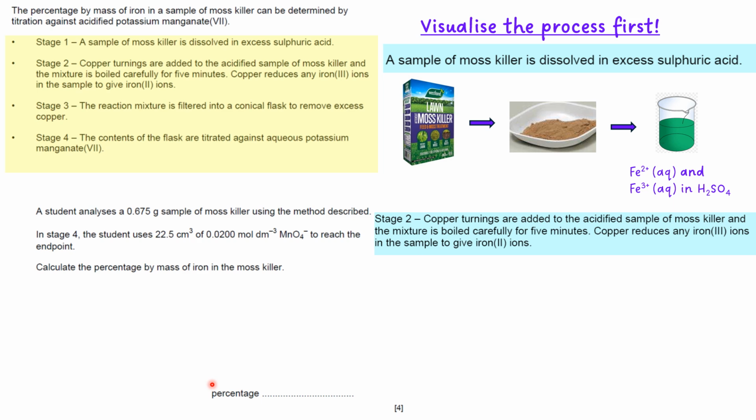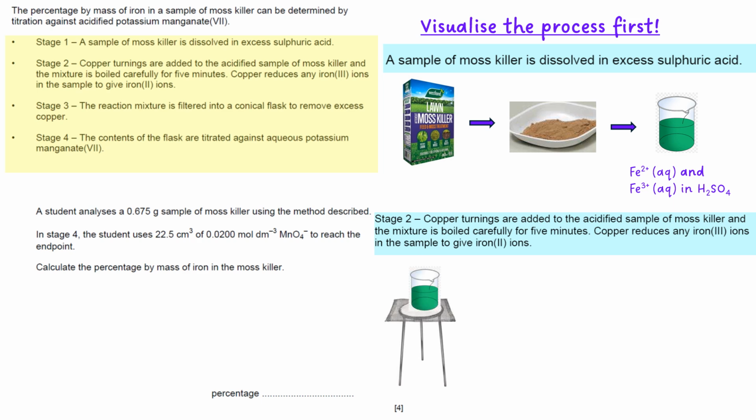Then it says copper turnings are added to the acidified sample of moss killer, and the mixture is boiled carefully for 5 minutes. So copper reduces any iron 3 ions in the sample to give iron 2 ions. Now the reason we need iron 2 ions only is because they are the version of iron that reacts in our redox titration. Iron 3 doesn't react because it can't oxidize any further. It has to be iron 2 because your manganate, which is the oxidizing agent that's been mentioned, has to be able to oxidize it to something. If it's iron 3 already, it won't take it any further.